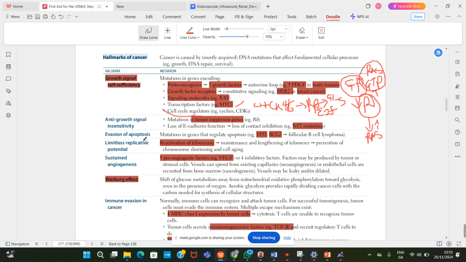The next one is evasion of apoptosis. For cancer to develop, there should be a means for them to evade apoptosis. And how do they evade apoptosis? They deal with those factors that control apoptosis. For example, TP53. We know that TP53 is the one that induces apoptosis. So a loss of function mutation in TP53 means there's nothing that can provoke apoptosis again, and that is going to lead to cancer.